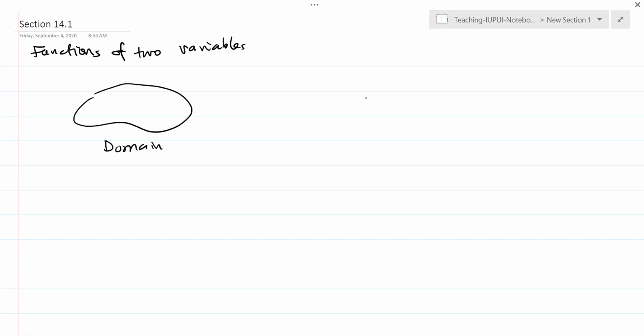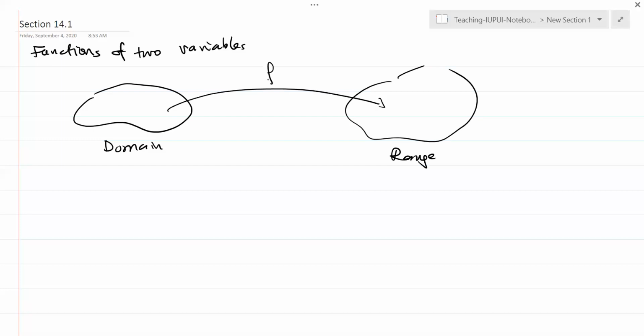Then this is another space. This is called the range. Right now I draw it like a two-dimensional set. So this is F. Here's a point P, and this is a point Q. So we assign, a function F is a rule. This is the most general definition.